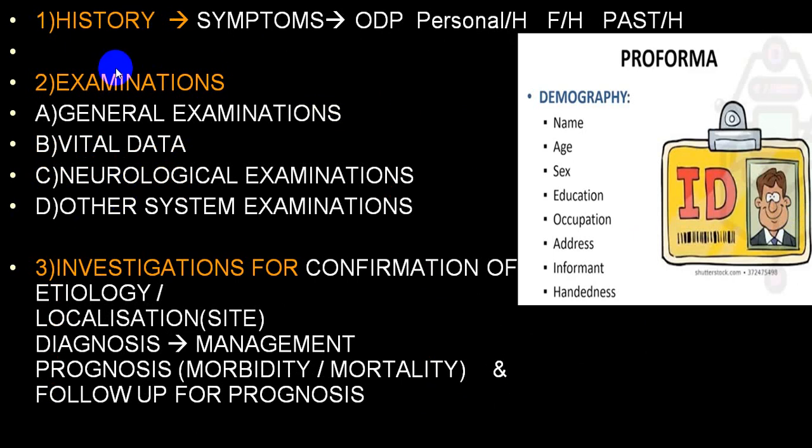We already mentioned history, examination, and investigations. For confirmation of etiology, investigation should be done for localization, for diagnosis, and once you confirm the diagnosis, it will help you in management and it will help you to find out the prognosis as well as morbidity and mortality. This all is necessary. And while taking a proforma, you will get name, age, sex, education, occupation, address, information, and whether he is right handed or left handed. All this will be helpful to you.